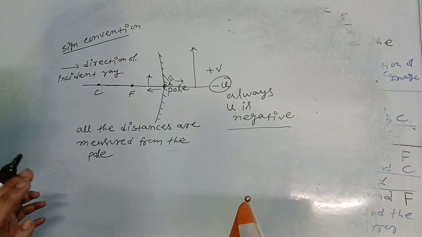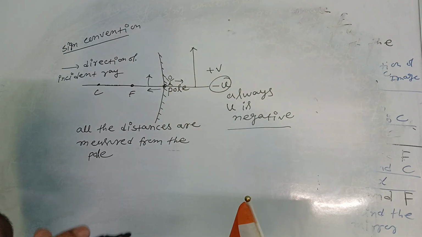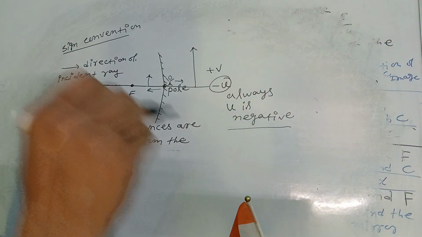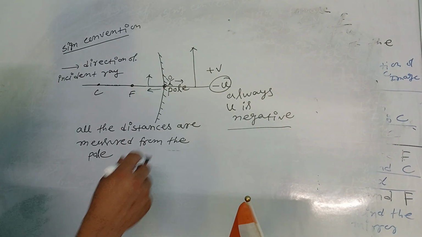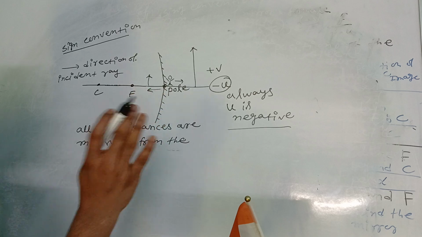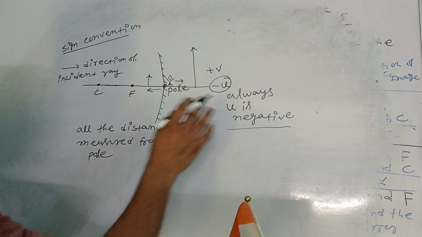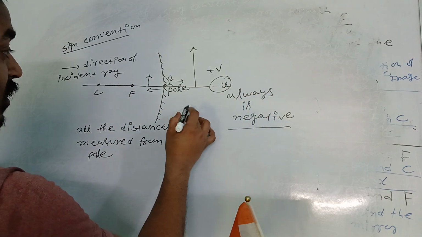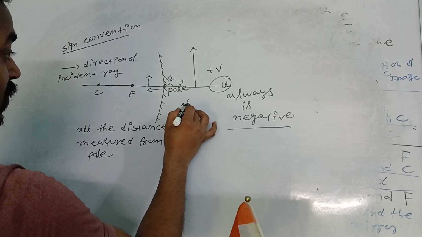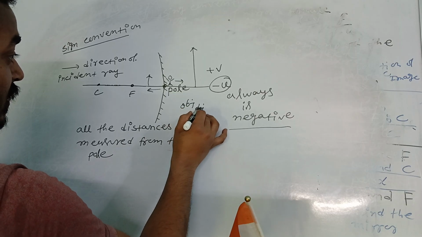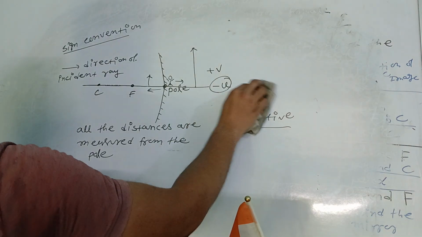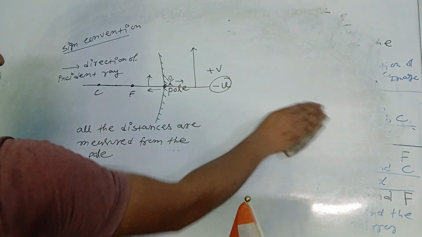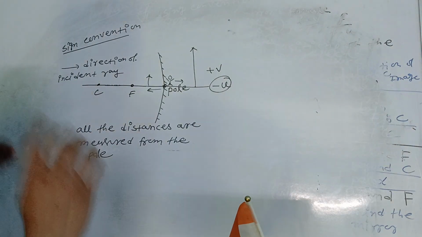Always u is negative. For a mathematical problem, we have to use the sign convention. Always u, the object distance, is negative. In the case of concave, convex, any case, u is negative.